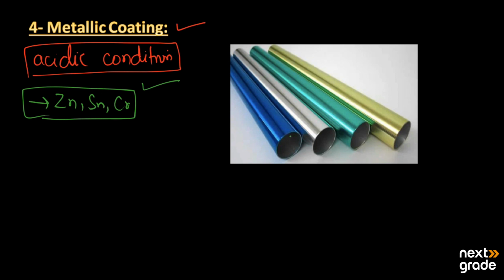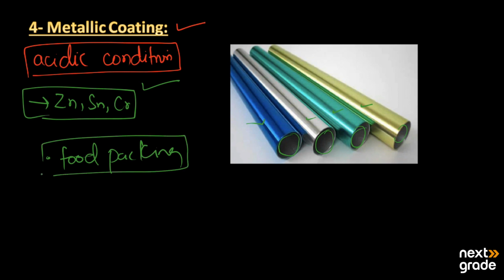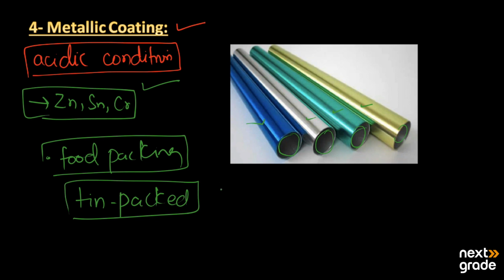So here you can see that these are different metallic pipes that have different colors. It's blue, silver, green, and yellow. All these colors have been given because of the metallic painting or the metallic coating. The best application of metallic coating is in food packing factories. Now, in the food packing industries, tin-coated containers are used. These containers are basically made of iron and they are coated with tin to give them a longer life.